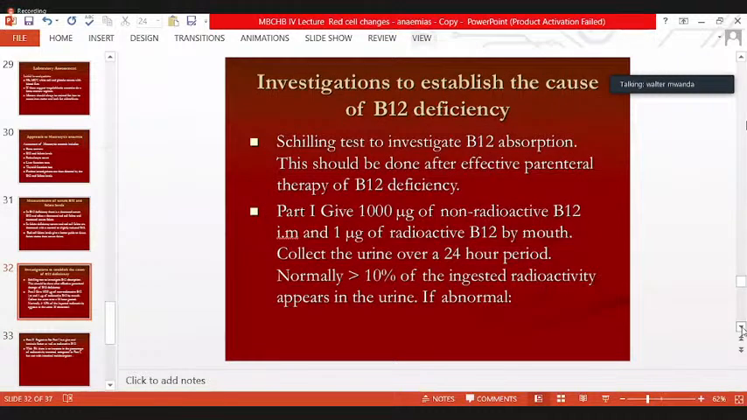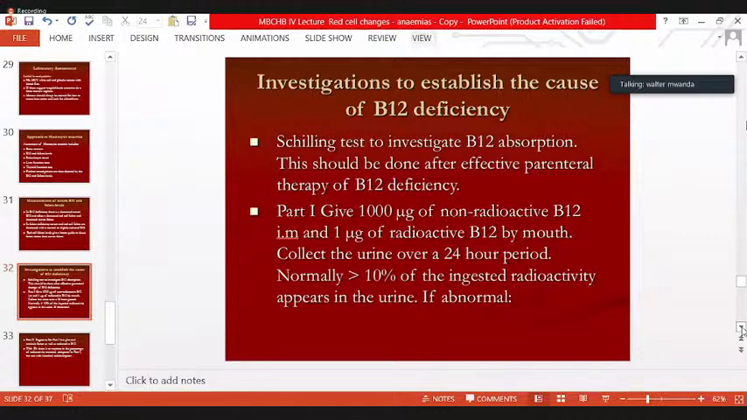After knowing that there is reduced vitamin B12 or folic acid, we must find out why there is reduced serum vitamin B12 or folic acid. To do so, we must rule out the gastrointestinal causes of reduced serum vitamin B12 or folic acid. We do the Schilling Test. The Schilling Test tells us about the absorption of vitamin B12.